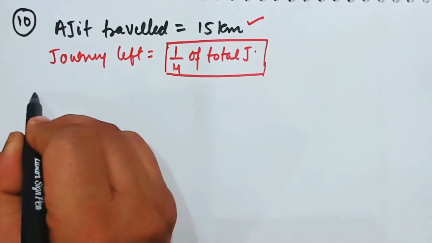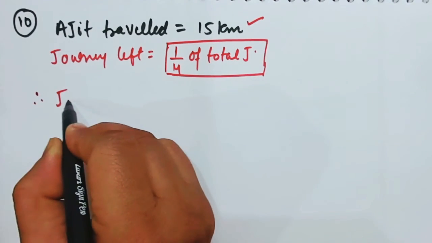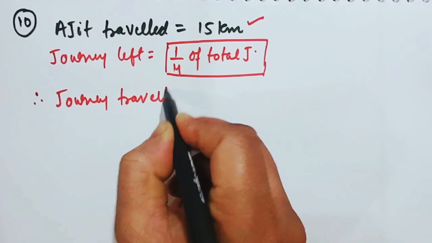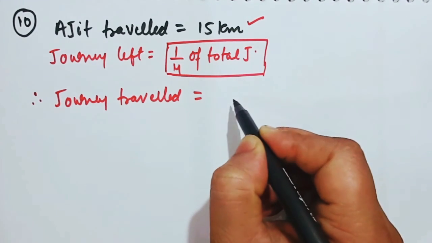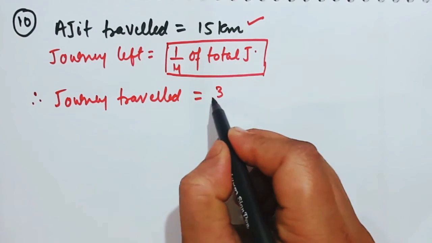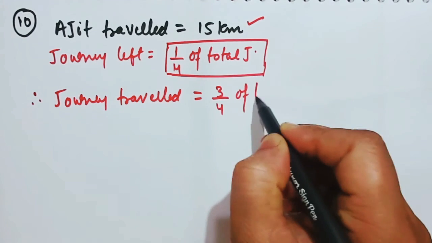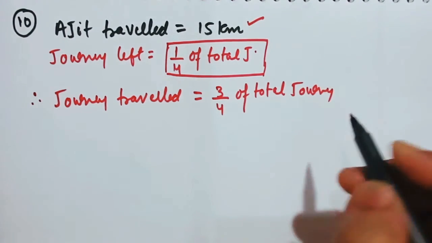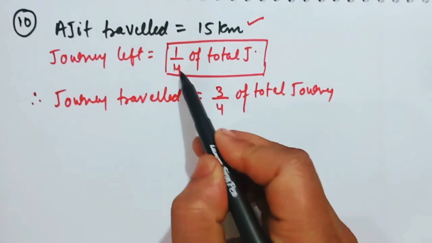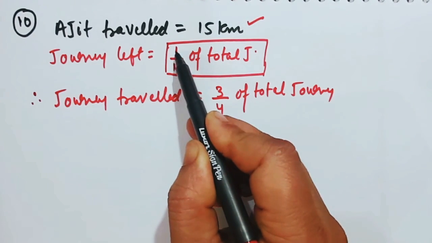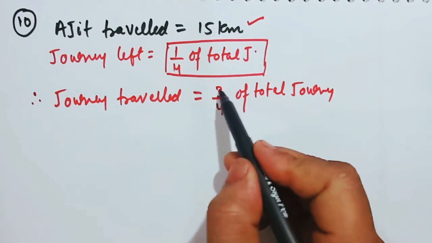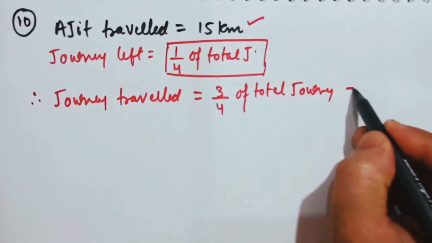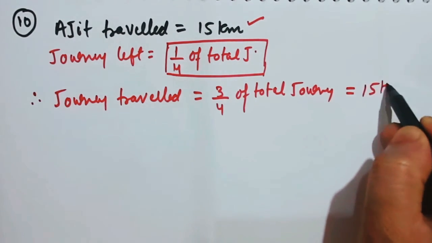This means, therefore, journey traveled is equal to how much? 3/4 of the total journey. You can see here that out of 4, 1 is left. So how much was traveled? So 3/4 of the journey was traveled by Ajit, and this is equal to 15 kilometers.